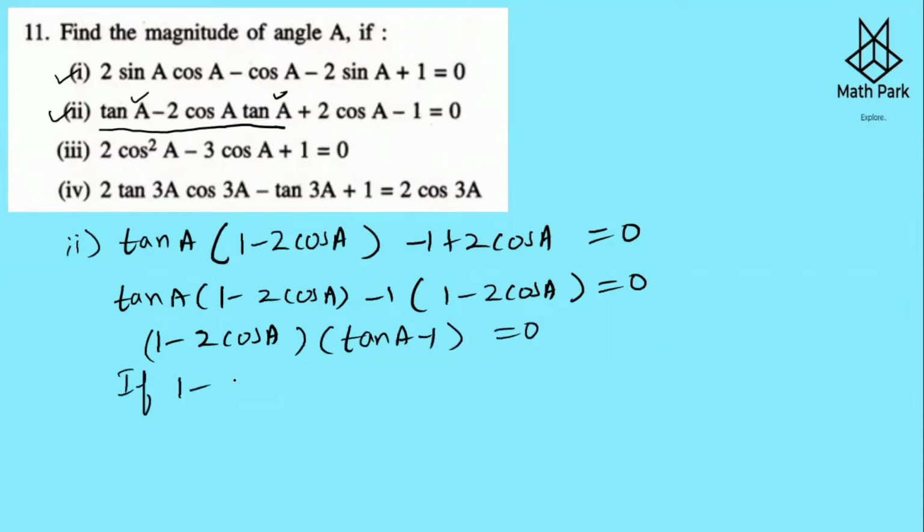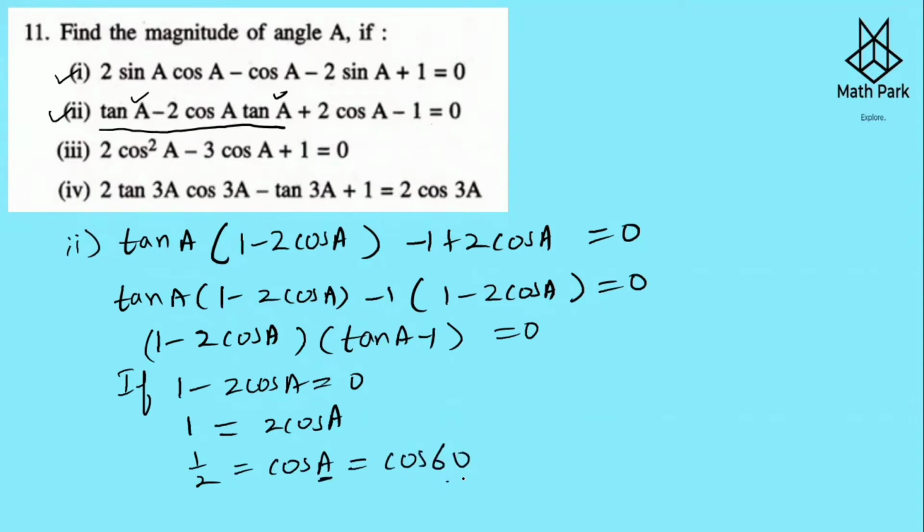if we get 1 minus 2 cos A is equal to 0, shifting the 2 cos A, we get 1 is equal to 2 cos A, or you get 1 upon 2 is equal to cos A, and 1 upon 2 is also the value of cos 60. Comparing this, we get A is equal to 60 degree.